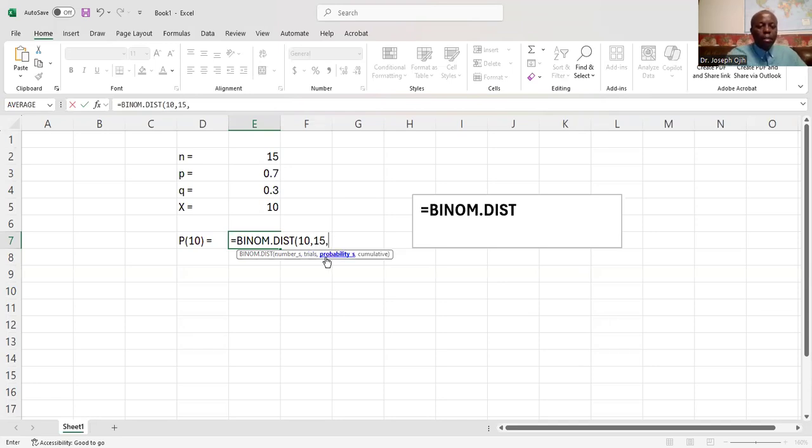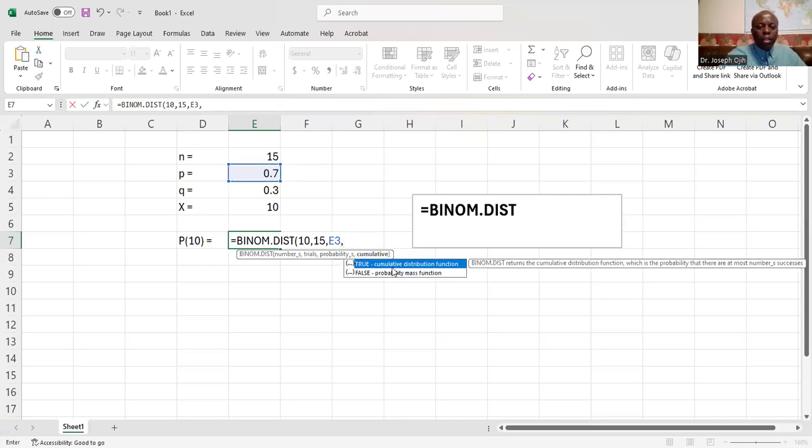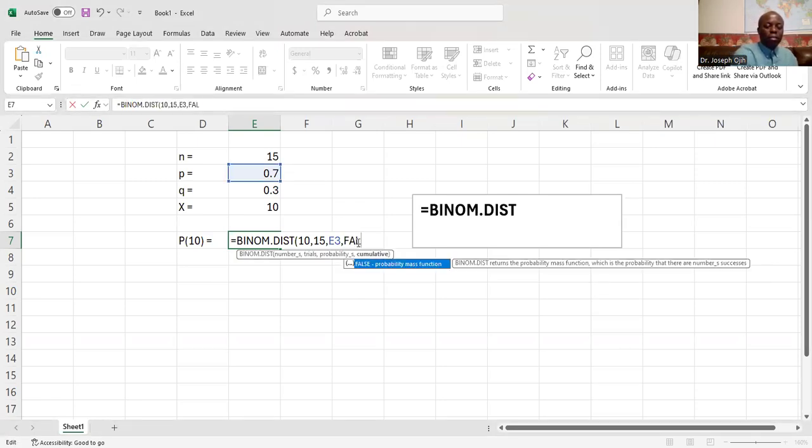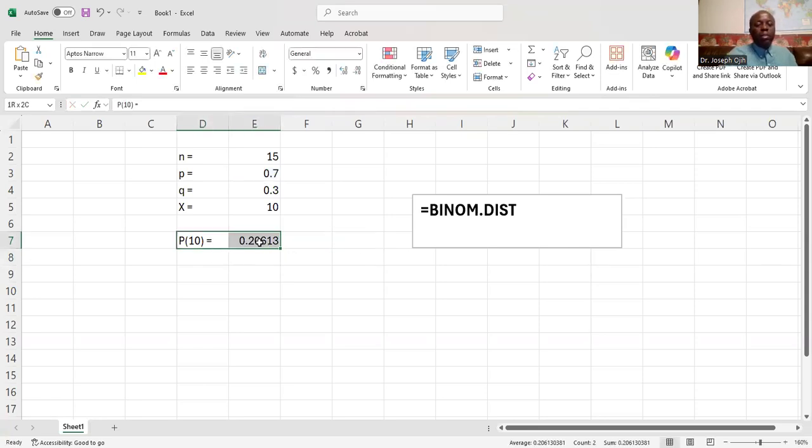Comma, probability, of course, is 0.7, okay, comma, then cumulative. You get a type because you're looking for exactly 10, so you're not looking for a cumulative answer. If it asks you true or false, you're going to put false, because false is the probability mass function. So you put false, close it, press the enter key. See, it gives you the same answer we got.